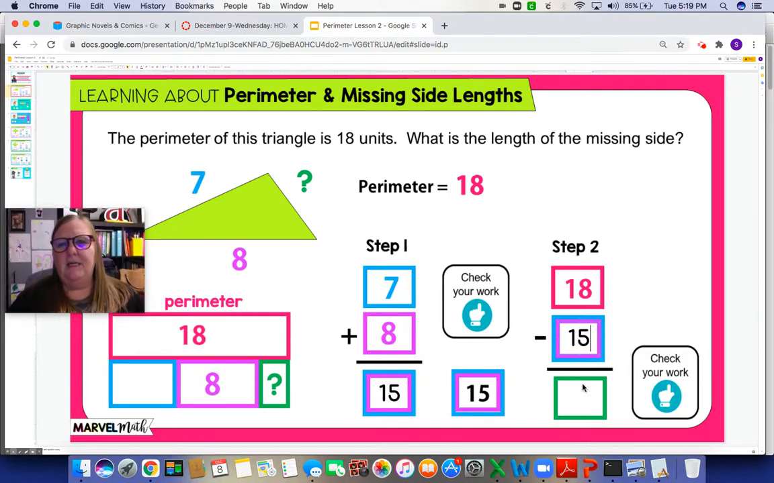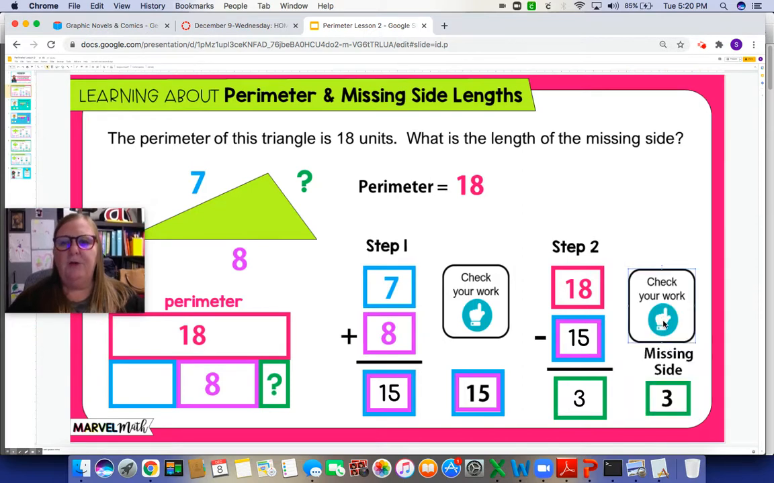So 18 minus 15 is, and I'm going to give you just a second to think about that. Remember, we always start in the ones column. So 8 minus 5 is 3, and 1 minus 1 is 0. So the answer is 3. And again, we have this finger that tells us we can click and drag. We're going to check our work. 3. So the missing side is 3.